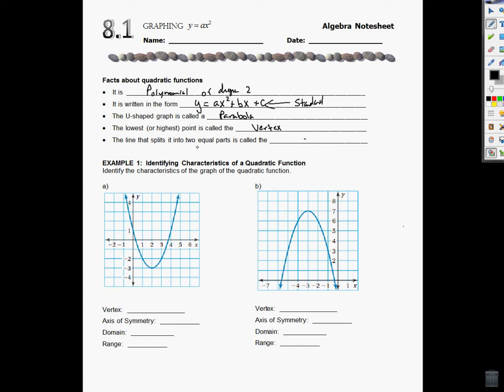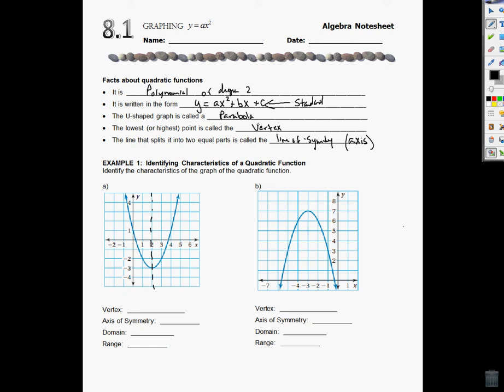And the line that splits it into two equal parts, so let's say I have a line that comes down here, and that kind of cuts the whole thing directly in half, so it's symmetrical on both sides. The name of that line, quite fittingly, is called the line of symmetry, or sometimes referred to as the axis of symmetry as well. Line of symmetry, axis of symmetry means the same thing.